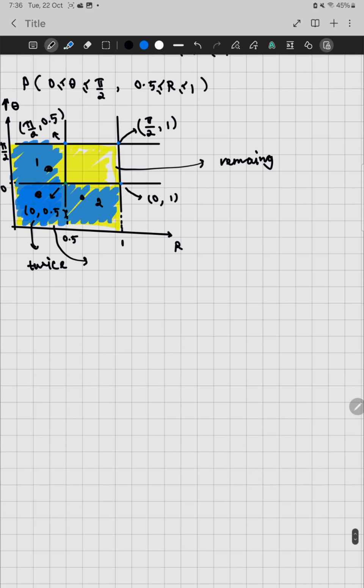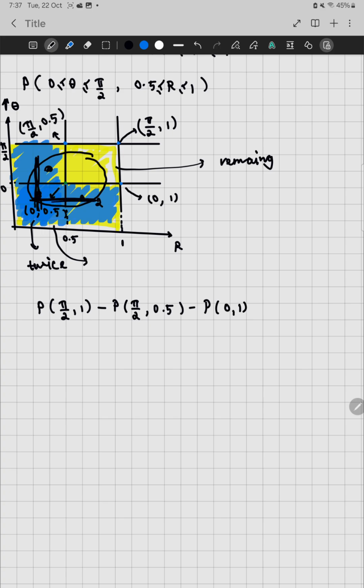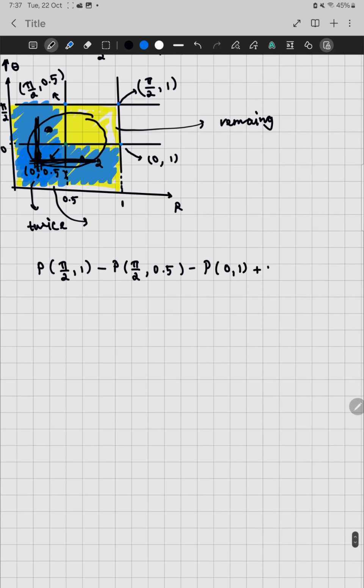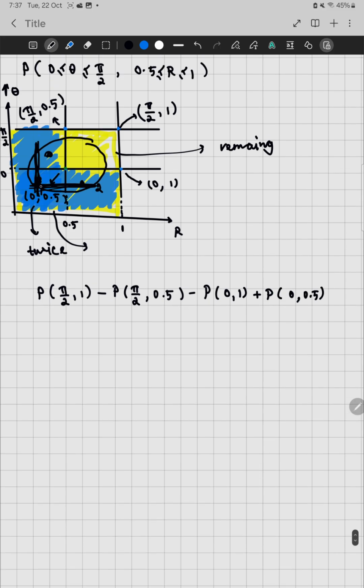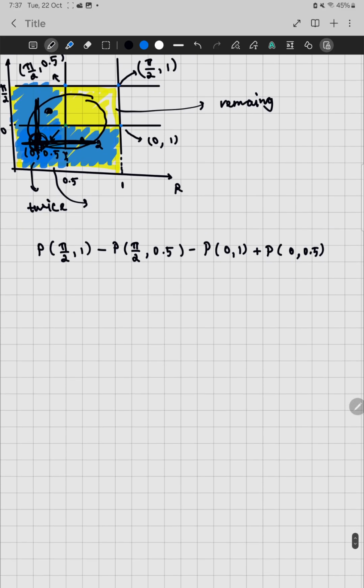So the formula is the probability of pi by 2 comma 1, which means this entire box, minus the probability of pi by 2 comma 0.5. So I removed this box once, minus the probability of 0 comma 1, which means I removed this box once, plus the probability of 0 comma 0.5. Now I added this box because it was getting removed twice. So this is our formula.